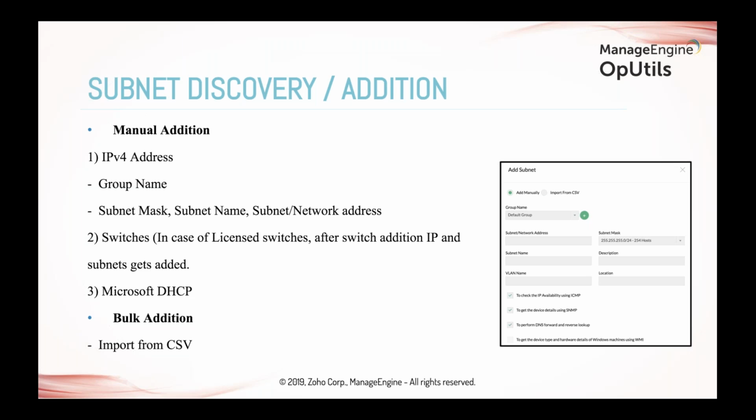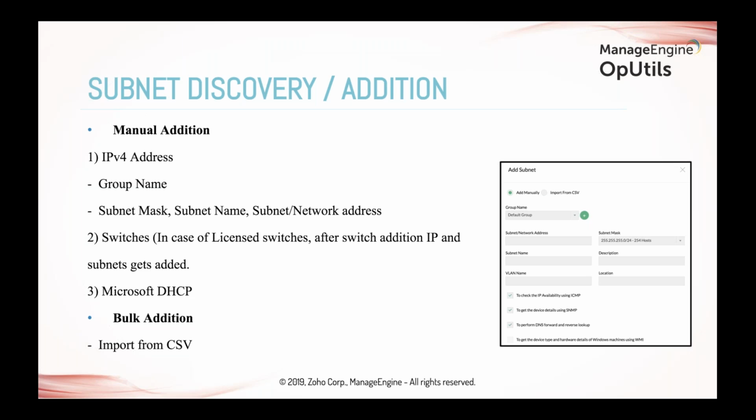So how do you add a particular subnet into IPAM? There are two methods, manual addition and bulk addition. Under manual addition, we have IPv4 address, where you can provide the group name and the subnet mask or subnet name, or you can add the switch, or else you can add your DHCP using the SNMP protocol, which also fetches the scopes, that is, the available subnets. The bulk addition method will allow you to add the subnets using a CSV file import.